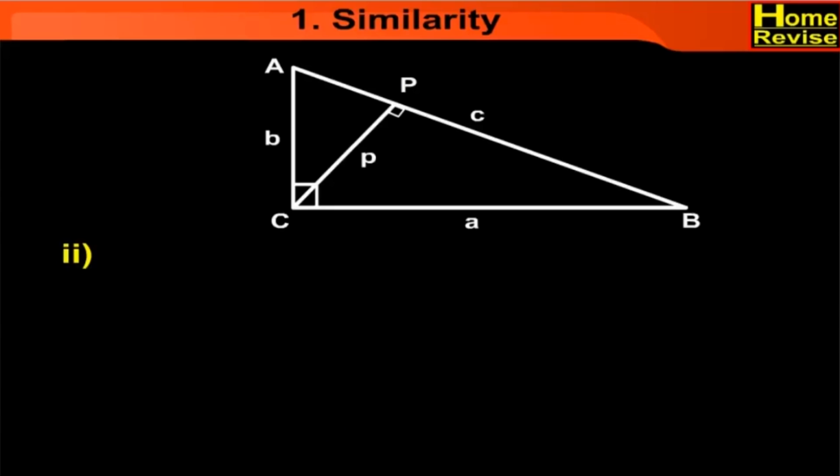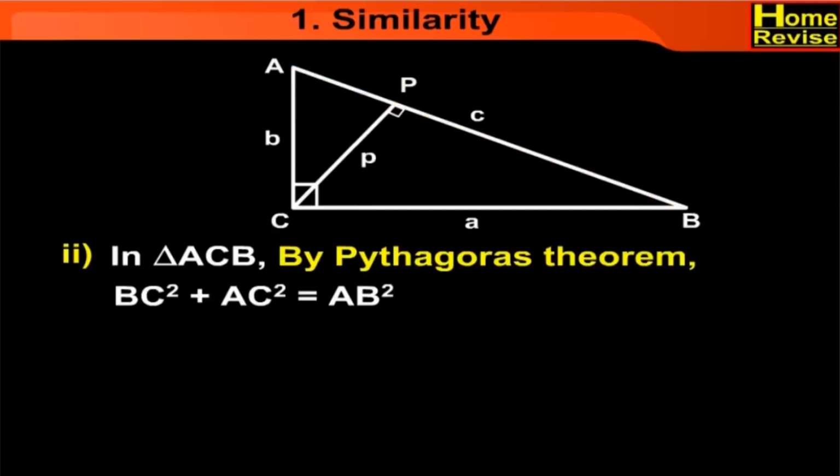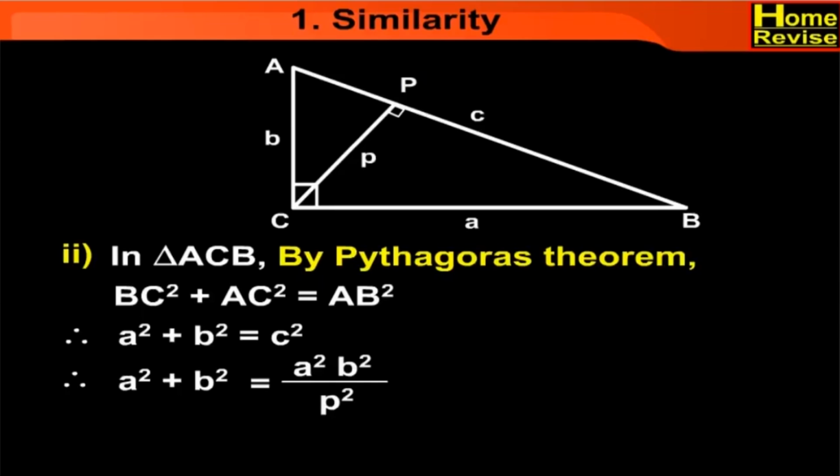2. In triangle ACB, by Pythagoras theorem, BC square plus AC square is equal to AB square. Therefore, a square plus b square is equal to c square. Therefore, a square plus b square is equal to a square b square upon p square, since c is equal to ab upon p from equation number 1.